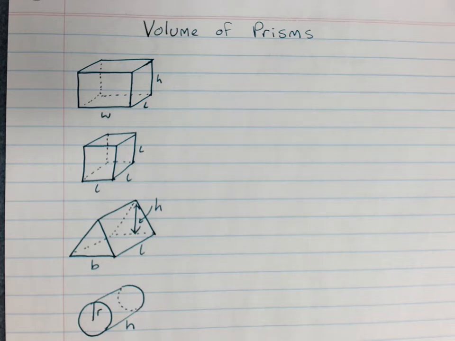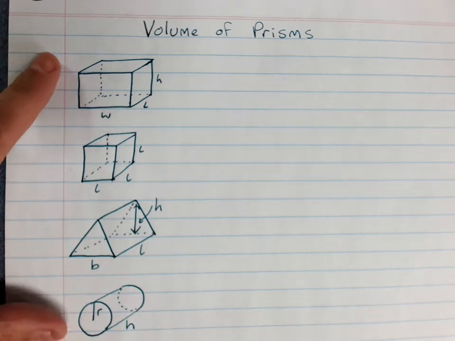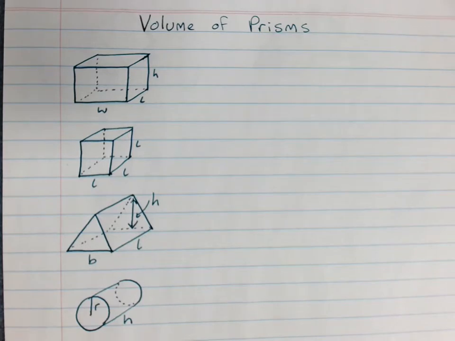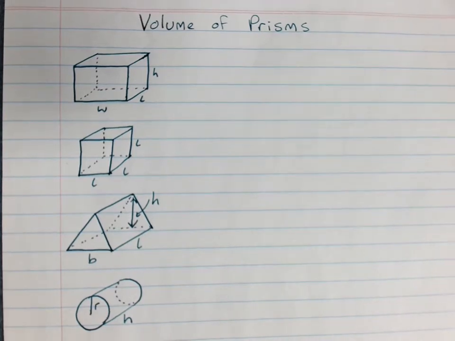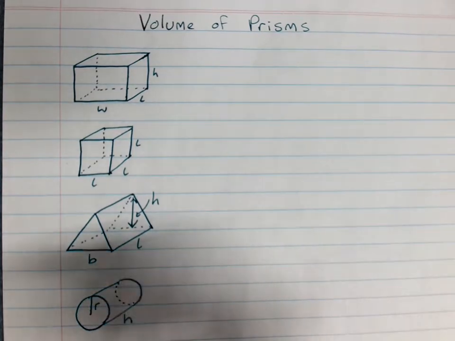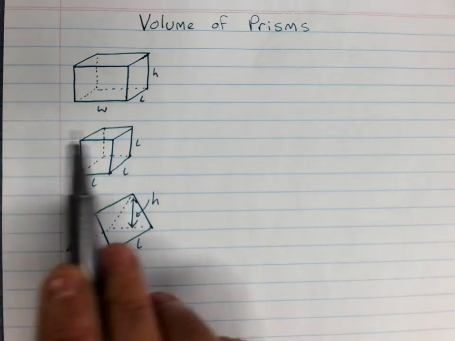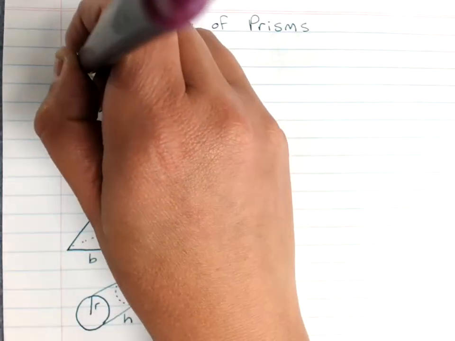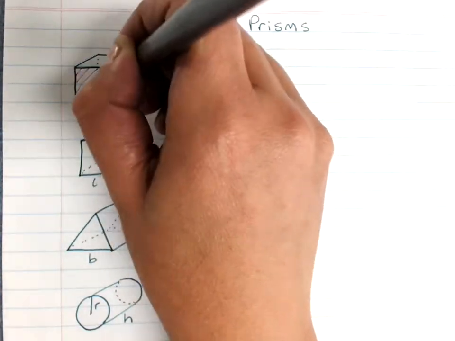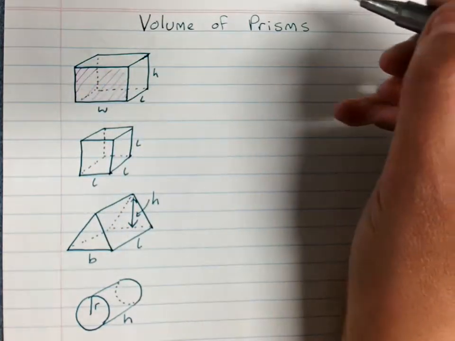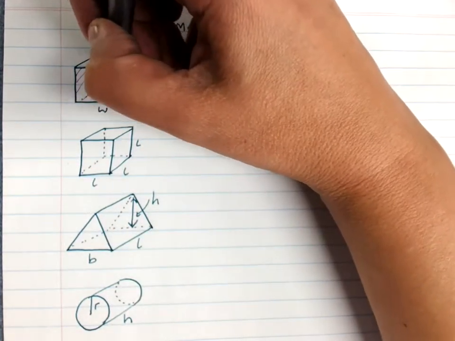Volume of prisms. The formulae that I'll give you here are given to you in your textbook, so you're welcome not to write them down. Just want to look at how we get the formulae. A prism is a three-dimensional shape that has the same shape on the front and on the back.